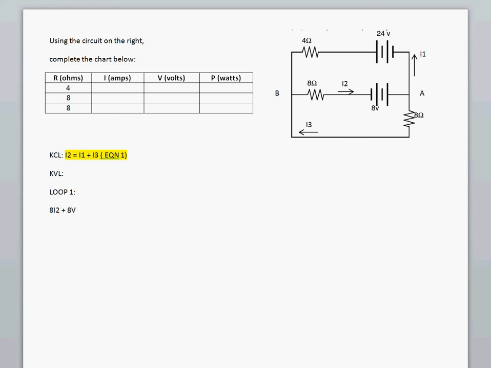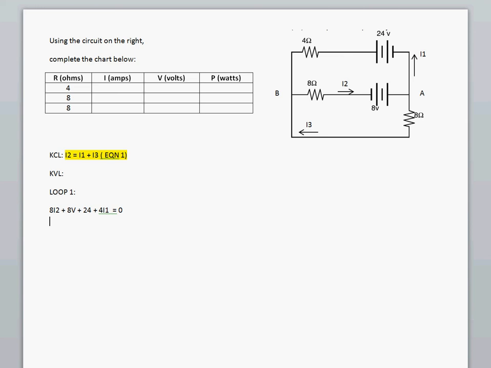So if I start at node B, I get 8 ohms times I2 plus 8 volts. Then that gets to node A, and it splits, goes up to I1, and it's plus 24 volts plus 4 ohms times I1. Now back to node B, and that equals 0.